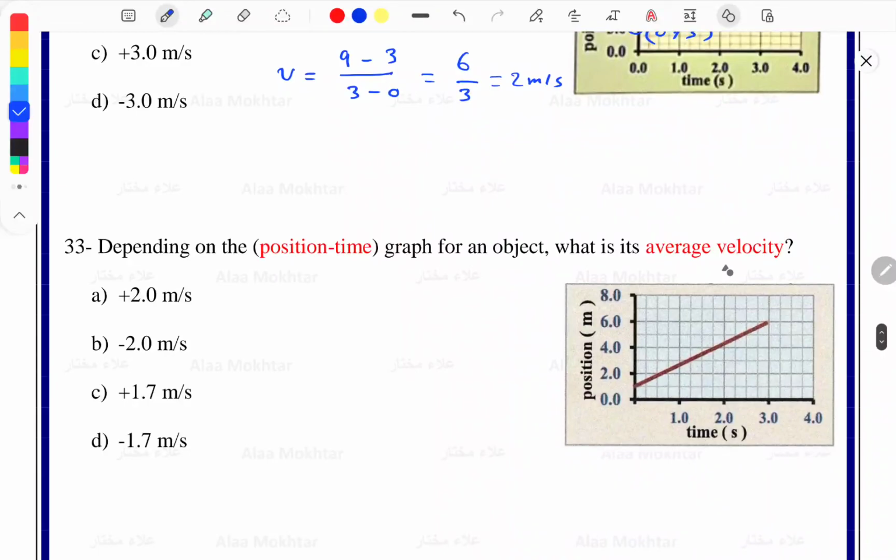Again, calculate the average velocity. You can do it by yourself.